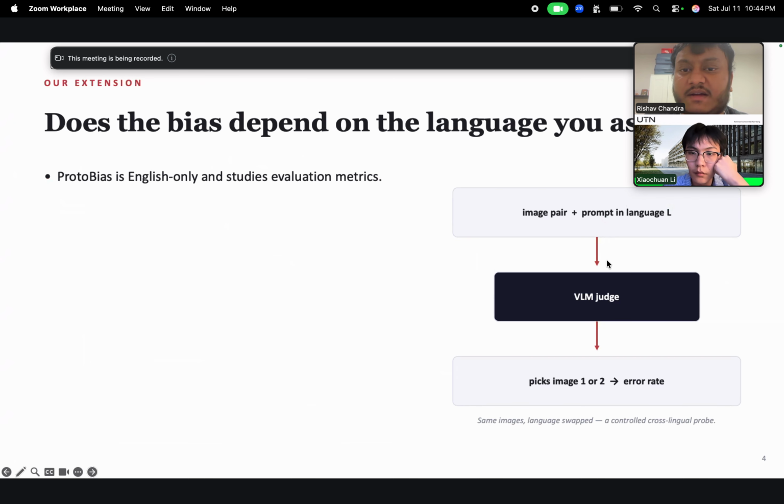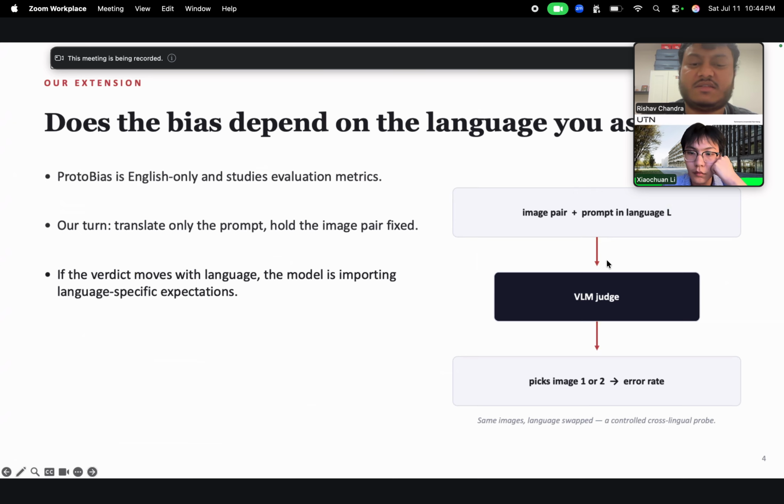Our extension is that the original proto-bias benchmark was designed only for English prompts. Our main contribution is extending the idea into a multilingual setting. Instead of changing the images, we keep the image pairs exactly the same. The only thing we change is the language of the text prompt. We translate each prompt into 7 different languages while keeping the visual content identical. This allows us to isolate the effect of language.